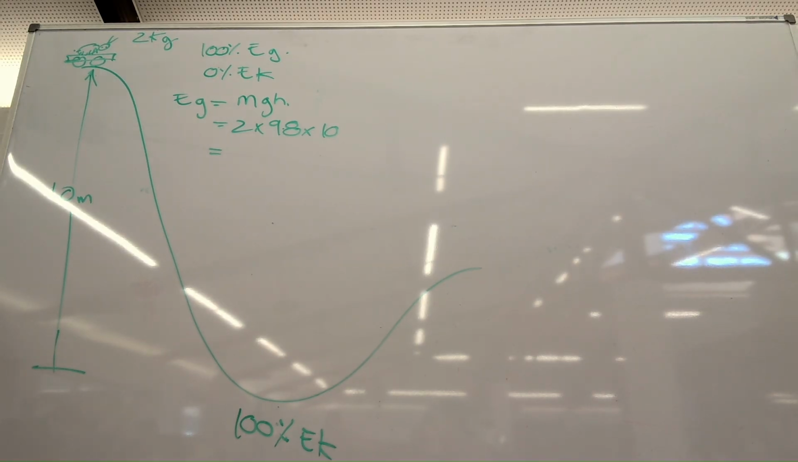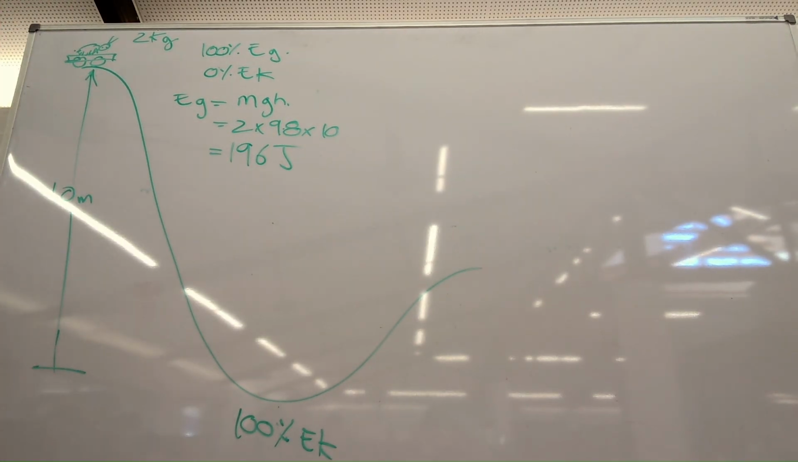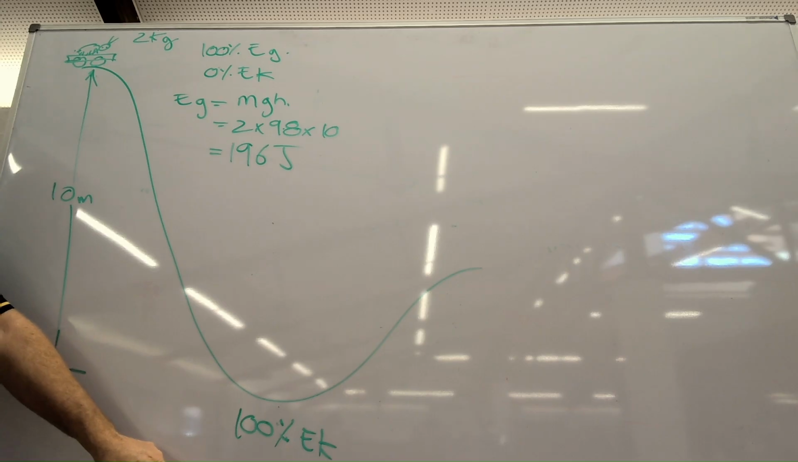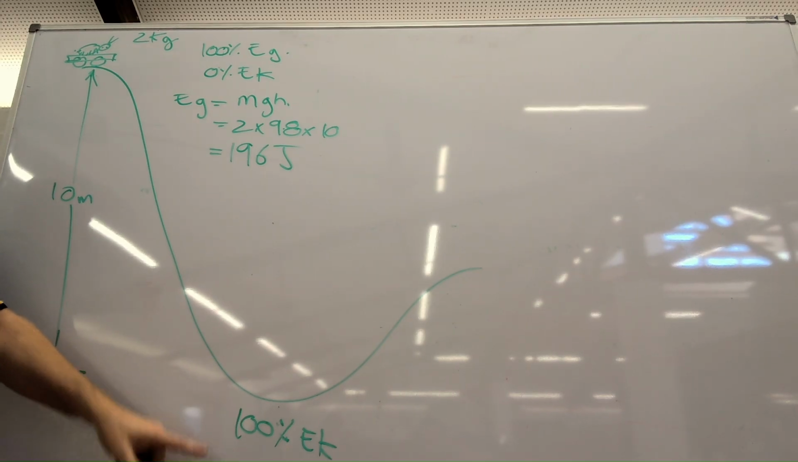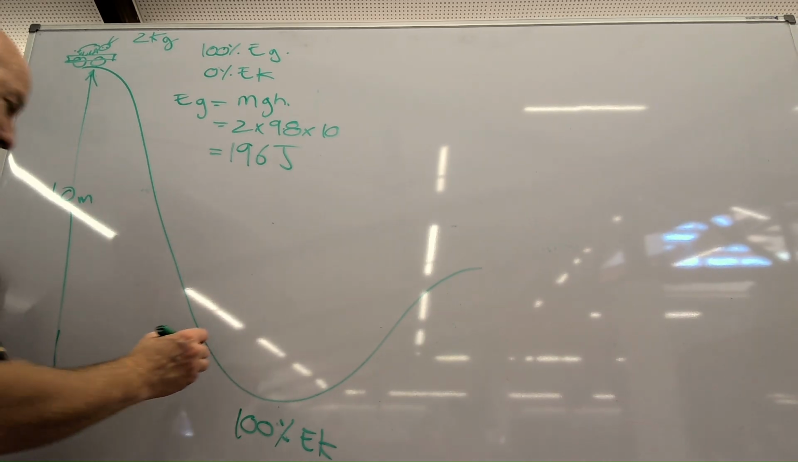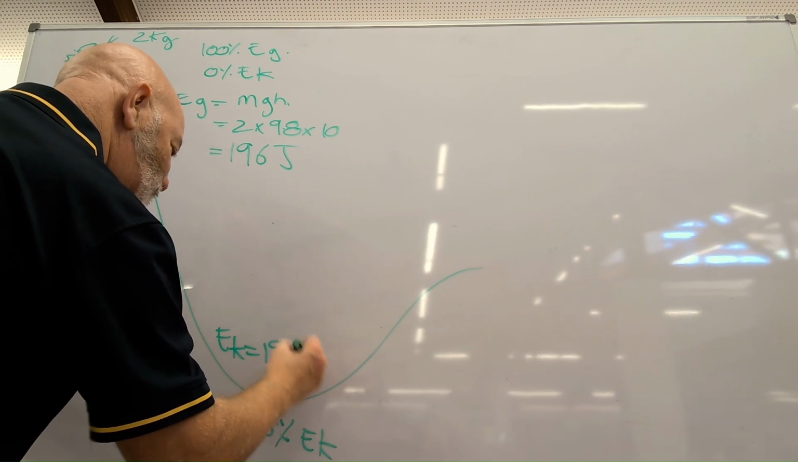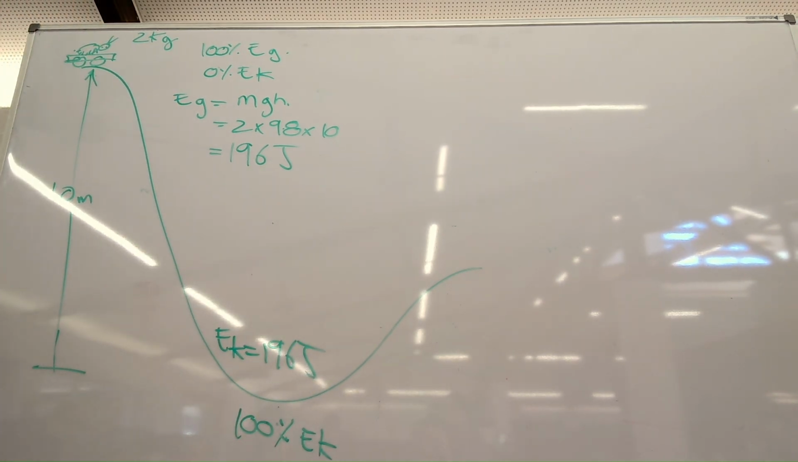What's the answer? 196 joules. Okay? Now with the complete conversion down here, we don't have to work out EK. We can just know that all of that energy has been converted into kinetic energy. So we can say that EK here is 196 joules as well.